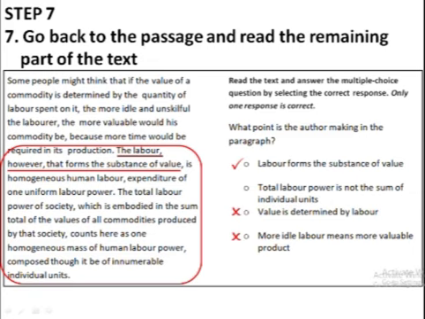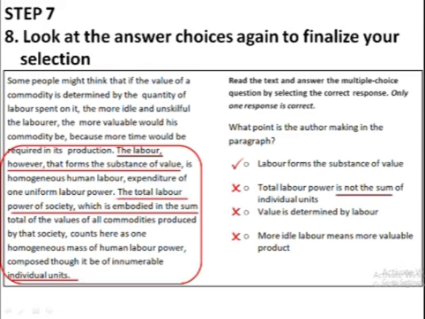And let's, of course, read the whole thing. The total labor power of society, which is embodied in the sum total of values of all commodities produced by the society, counts here as one homogeneous mass of human labor power, composed though it be of innumerable individual units. Now, if we note here, they are saying the total labor power of society, which is embodied in the sum total of all the values of all commodities, and the last word is individual units. So if we look at the answer choices, the second answer choice is total labor power is not the sum of individual units, but here that's saying it is the sum of. So of course this answer choice is also proved to be wrong.